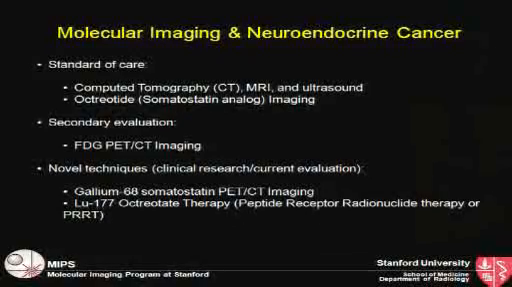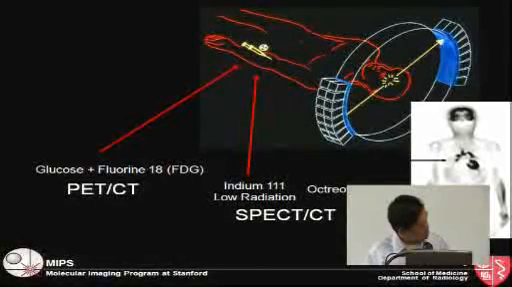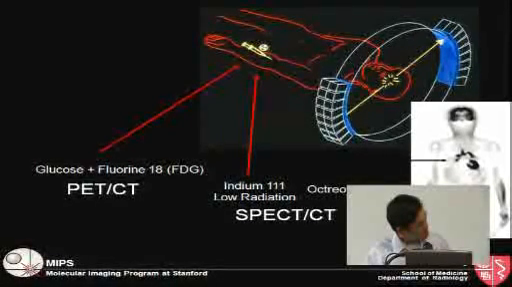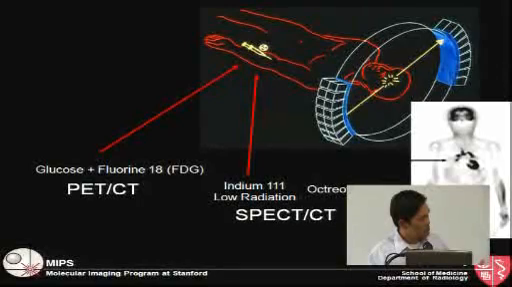So let's look at some more cases. The first thing I'm going to talk about is octreotide scanning, and related to octreotide scanning is what we call SPECT scanning. When somebody says we're going to do a SPECT scan, at least for the people in this room, it means that you're going to get an octreotide scan. If you get a PET scan, you're going to get injected with glucose. If you get a SPECT scan, in the context of neuroendocrine tumor imaging, you're going to get an octreotide injection.